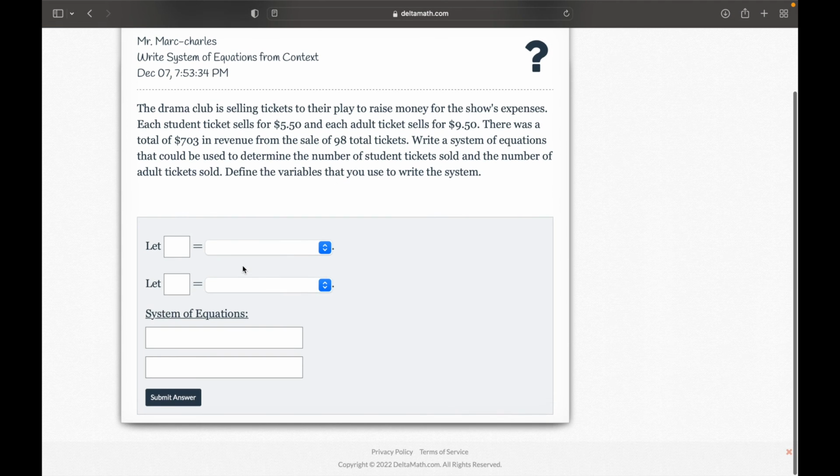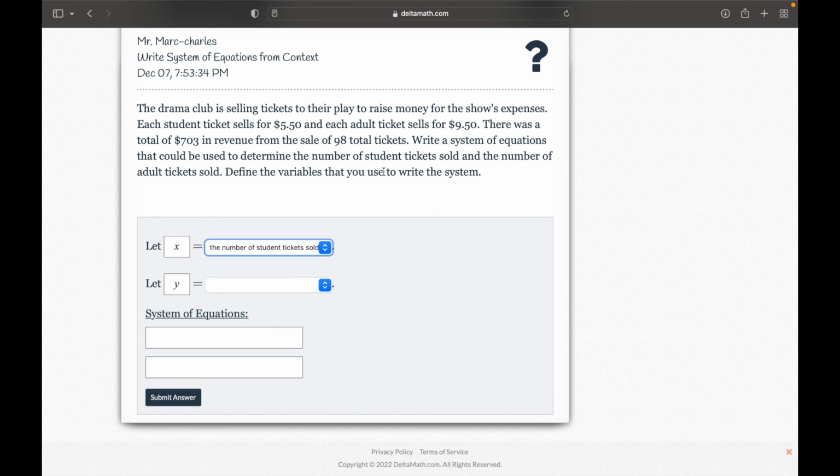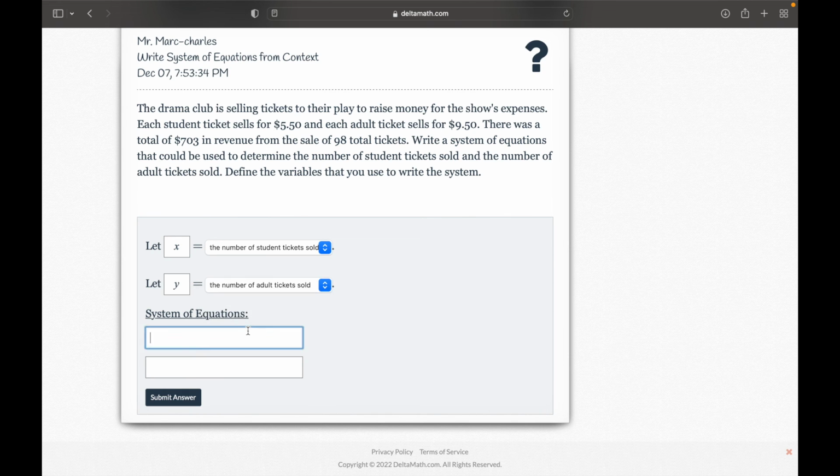All right, this one's set up slightly different. I'm going to use x and y again. Define my variable. Write a system of equations that can be used to determine the number of student tickets sold. So student tickets sold. And the number of adult tickets sold. Adult tickets sold. Okay, let's get the prices and the amounts in there now.